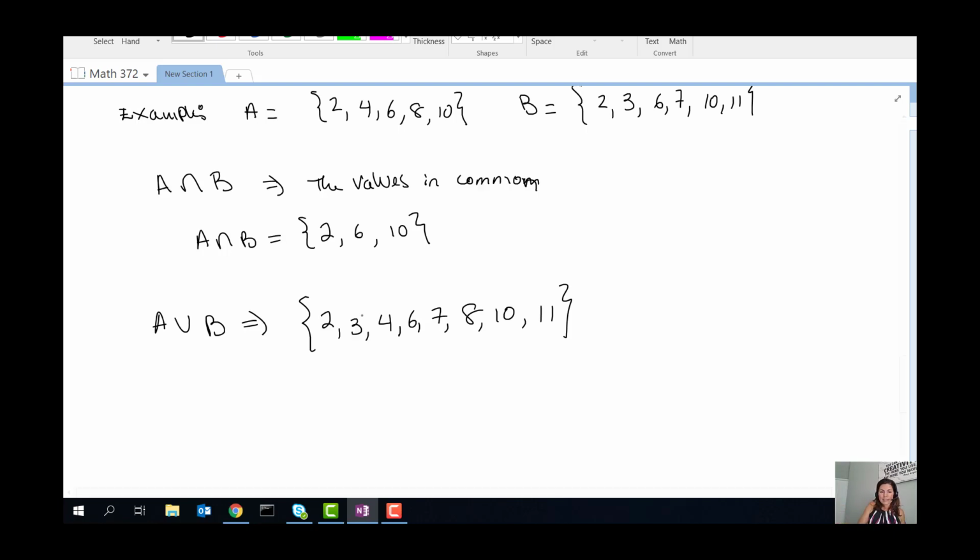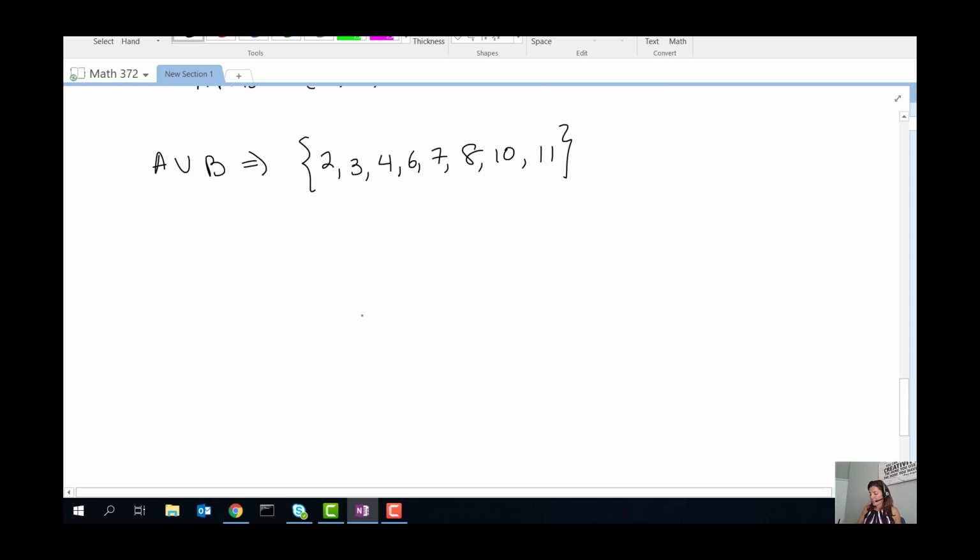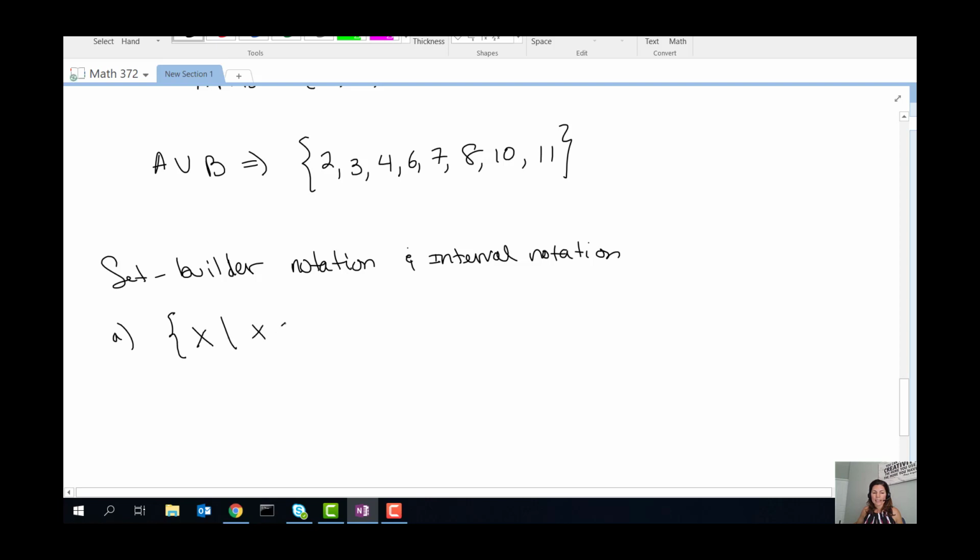Some of the sets of real numbers can also be written in set builder notation and in interval notation. So let's talk about what that is. Set builder notation and interval notation. So let's try an example. Set builder notation is the notation with the braces, the curly bracket. So this says x such that, say, x is less than or equal to 5.